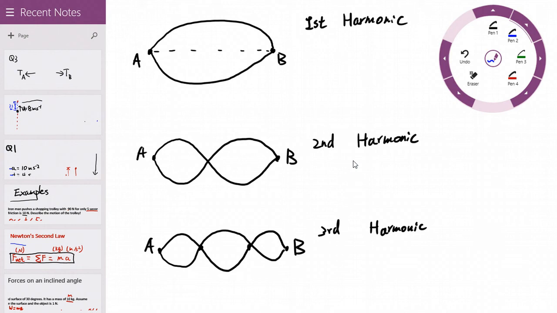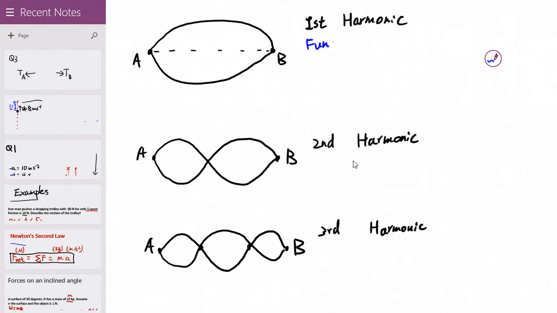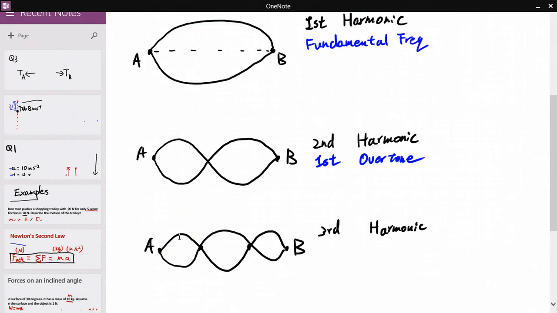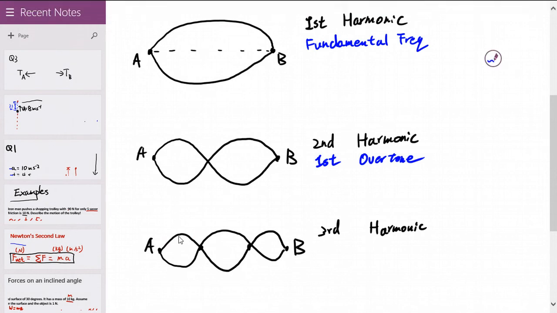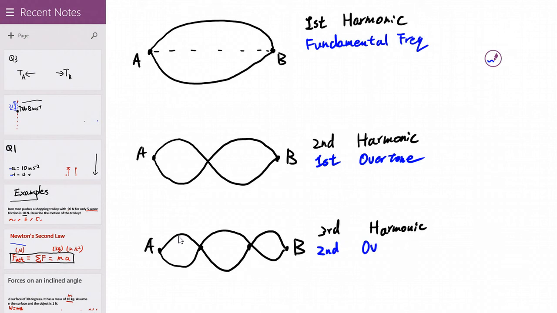Now, we can call this the fundamental frequency, because this is the fundamental frequency. For this one, we can call it the first overtone. Similarly, we call the third harmonic the second overtone.